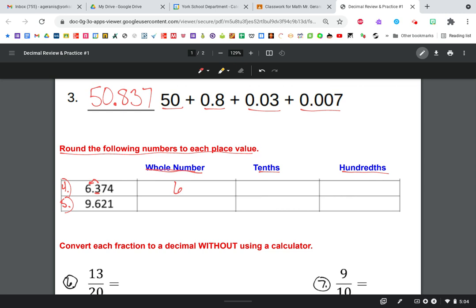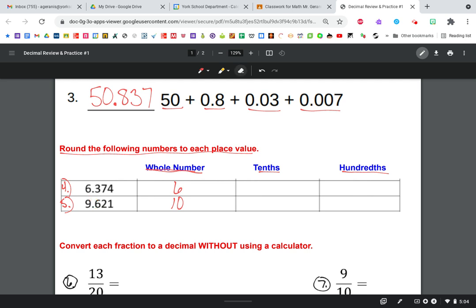Let's stay with whole numbers for a second. Let's look at the 9 and 621 thousandths. We're going to use the 6 to help us round the 9. The 6 tells us to round the 9 up to the next number. So rounding that to the nearest whole number, we get 10, because the next number up from 9 is 10.